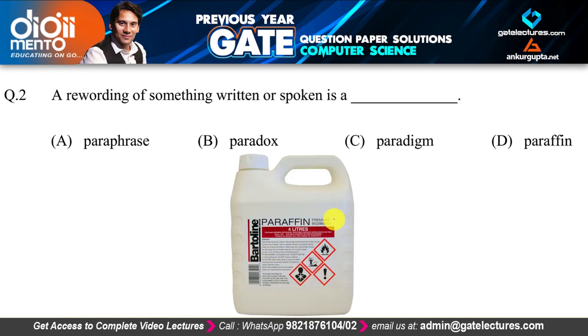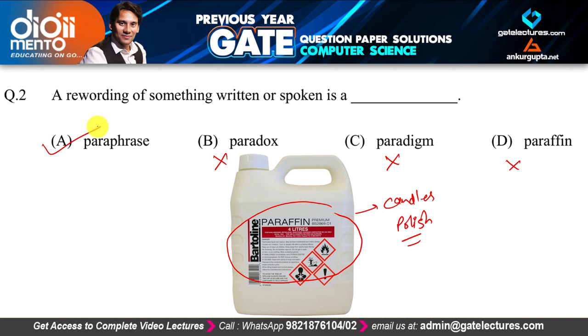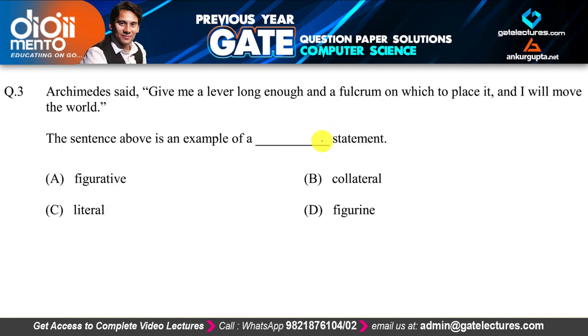Now this paraffin is actually the name of a chemical. So it does not have a meaning like paraphrase, paradox and paradigm. This is the odd one out. This is a flammable substance that is used in candles as well as polish. Okay, so obviously you can see paraffin is wrong, paradigm is wrong, paradox is wrong. So the correct answer is option number A, that is paraphrase.